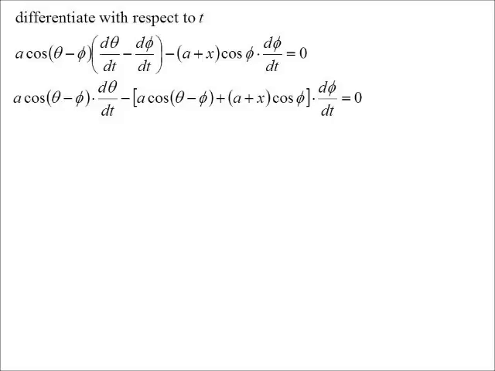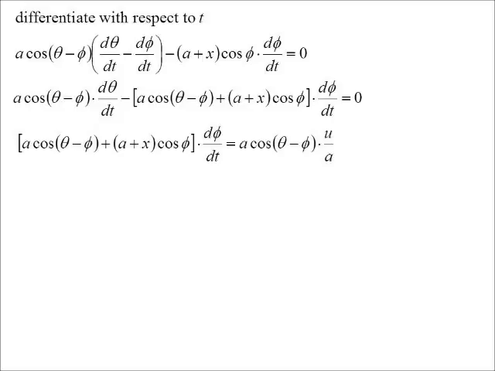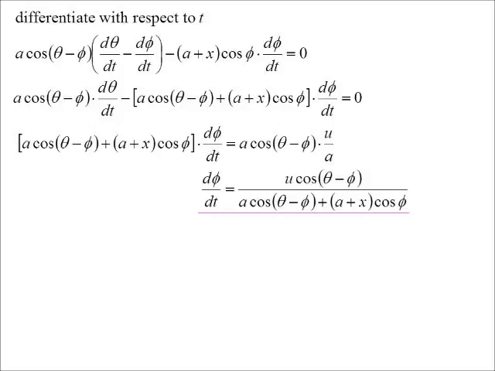Group those together with the dφ/dt, because at the end of the day, I want to get the dφ/dt by itself. Right, move the expression with the dθ/dt over, but you'll notice I've done something else. Remember back in the first part, we showed that dθ/dt was u over a. We've had an expression for dθ/dt, so I've substituted that in. Now I want to make dφ/dt the subject, so I'll divide, and I've come up with the expression that they're looking for.